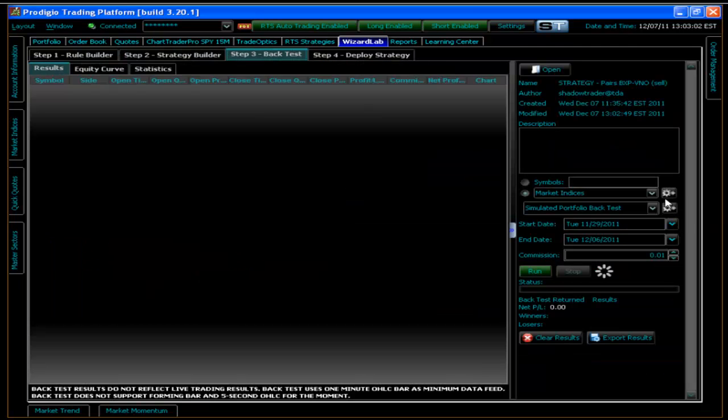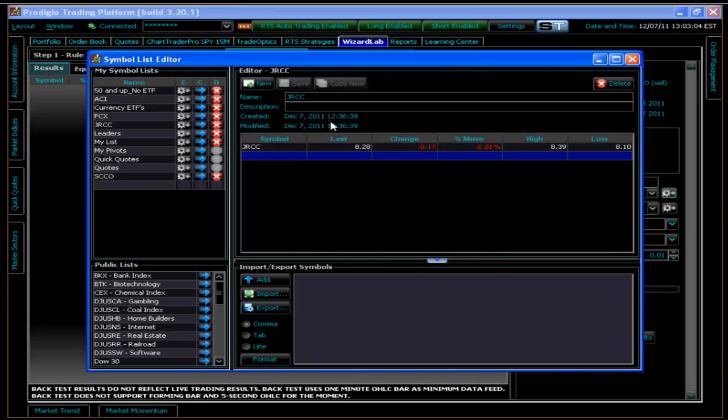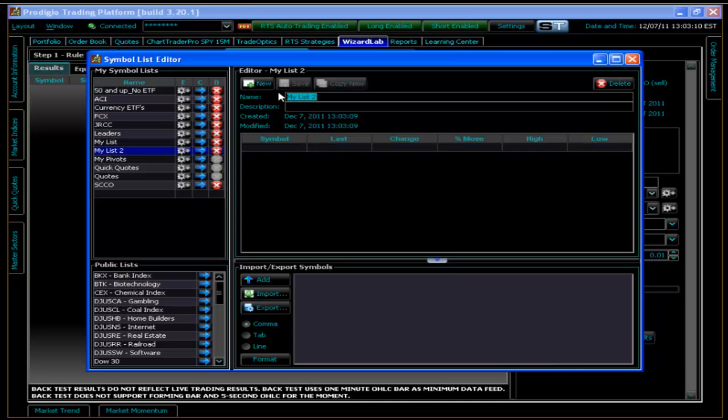We just go into backtest. We click the market indices here. We click the little gear next to the market indices. We click on new. And let's set up BXP. Let's put BXP in here, right? And we're good to go.